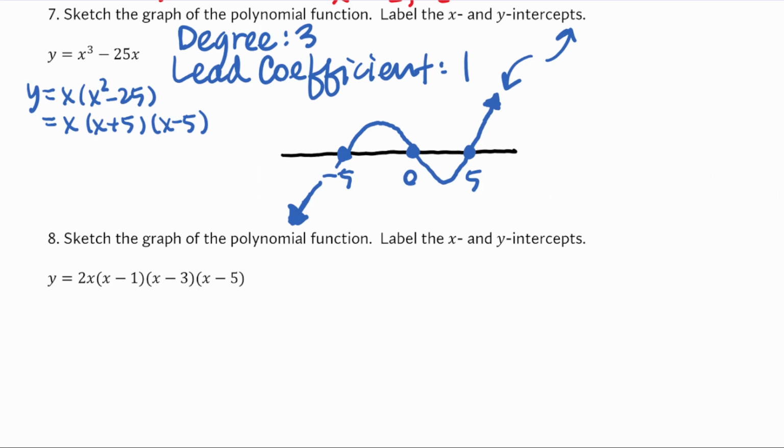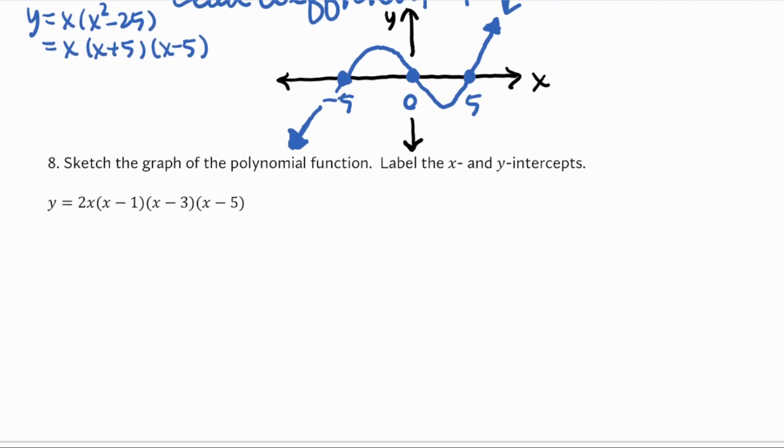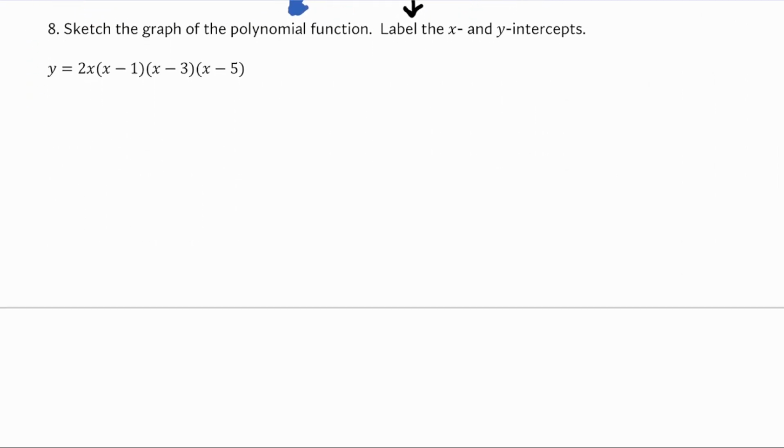Oh, label the x and y intercepts. Pardon me, forgot to do that. That won't be too hard because we just bring in a y-axis where x is equal to 0. And there I have labeled the x and y intercepts. Now this last one, we're going to sketch the graph of the polynomial function and do the exact same thing.